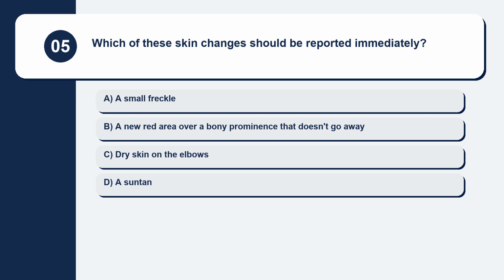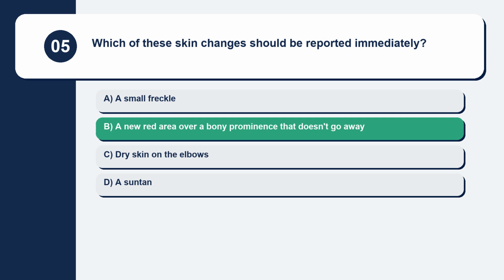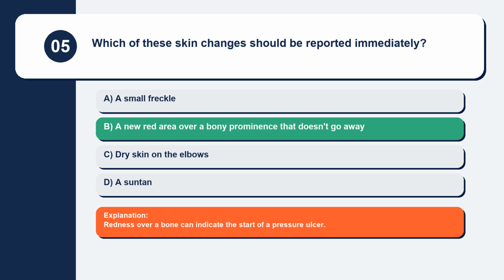Question 5. Which of these skin changes should be reported immediately? A small freckle. A new red area over a bony prominence that doesn't go away. Dry skin on the elbows. A suntan. Redness over a bone can indicate the start of a pressure ulcer.